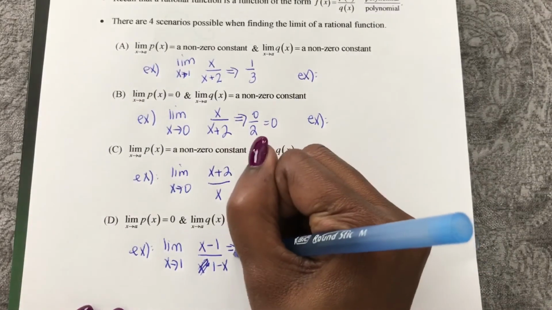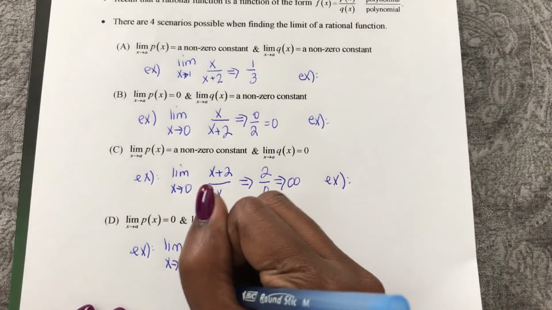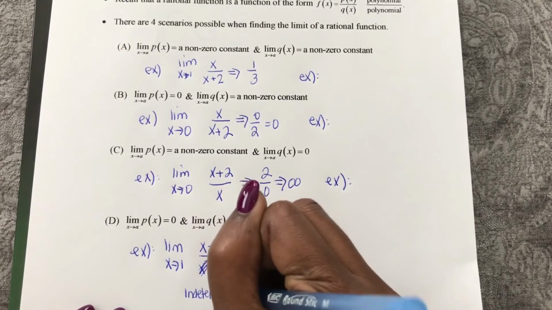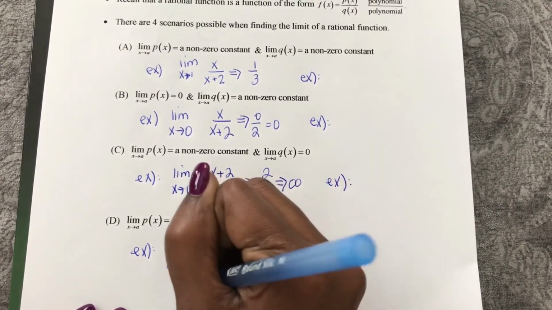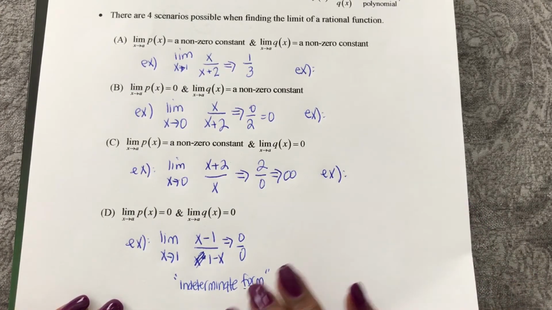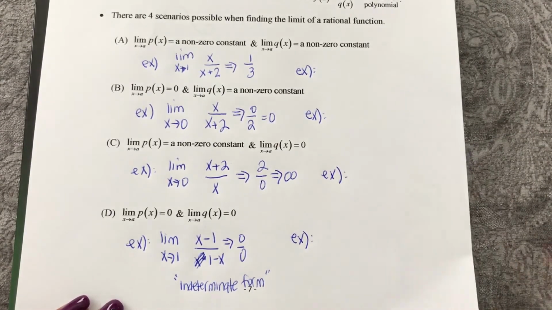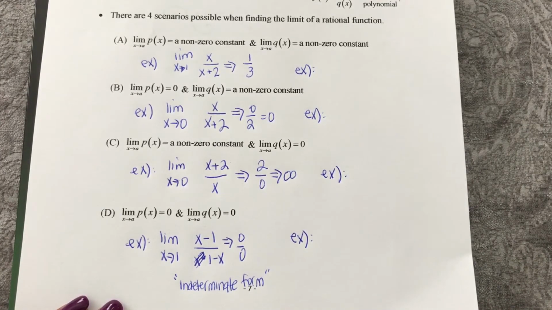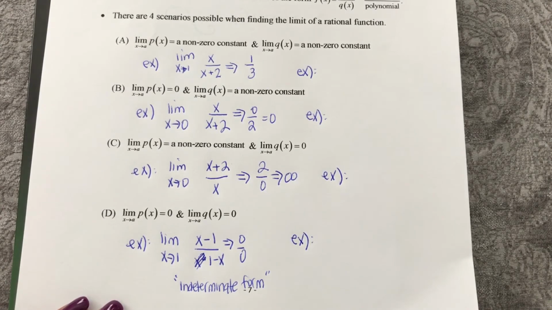And that would approach 0 over 0, which to us is an indeterminate form. We don't know what 0 by 0 equals, and we'll discuss that later when we get into L'Hopital's rule for limits. So can you make up another example that creates this indeterminate form of 0 over 0?